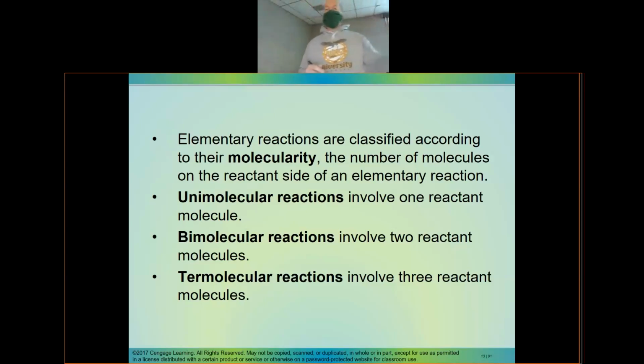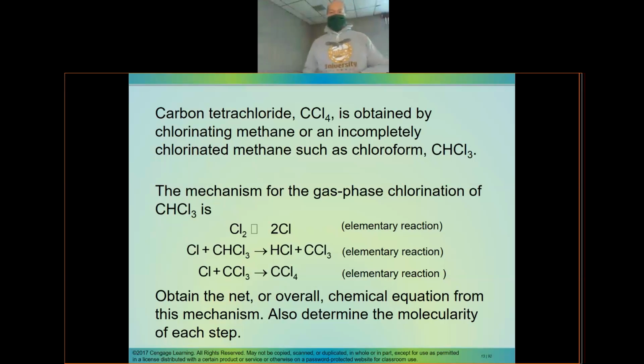If there is one reactant, it is a unimolecular reaction, and these are only for elementary reactions. If there are two molecules reacting, you have a bimolecular reaction. If there are three, you have a termolecular reaction, and that's as many as we will ever have. One molecule, unimolecular. Two molecules, bimolecular. Three molecules, termolecular. Those are the only choices for the molecularity of an elementary reaction, which is a step in a reaction mechanism.